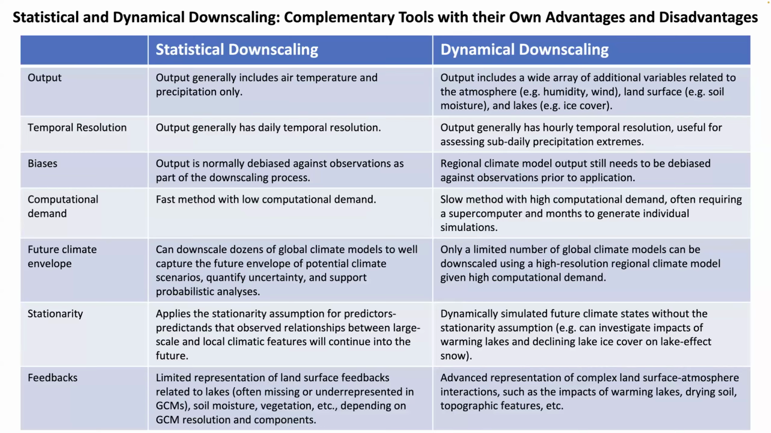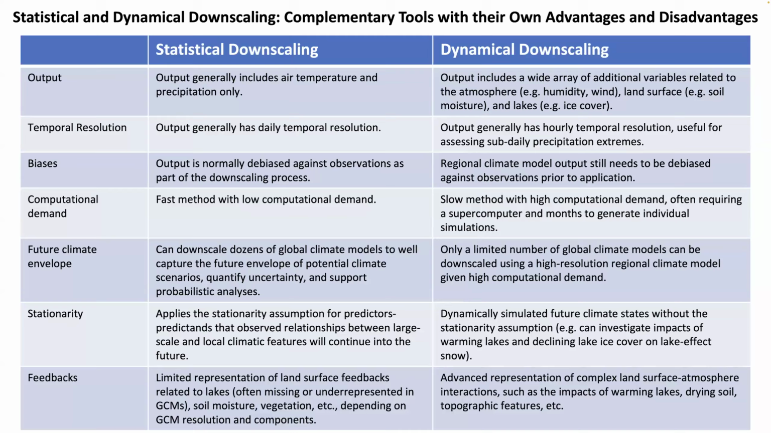By contrast, dynamical downscaling is really good at handling that. It specifically represents ice cover and lake temperatures. And so in the future, as we get declining ice cover on our lakes, presumably it will be able to account for that and the impacts that has on lake effect snow.